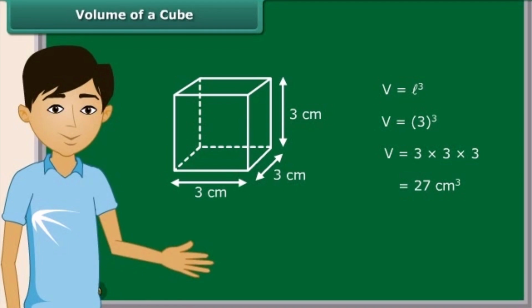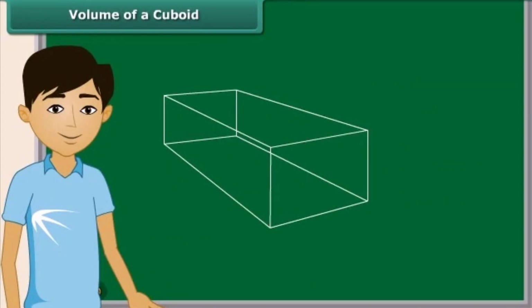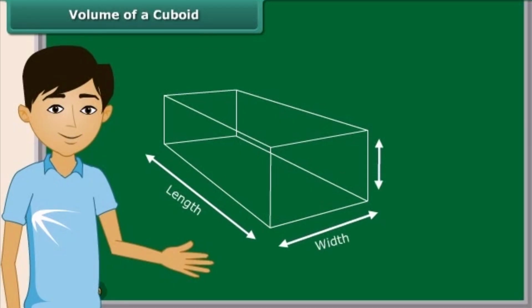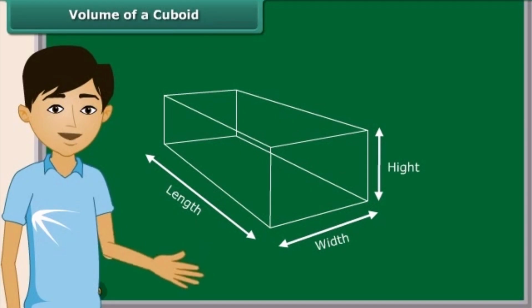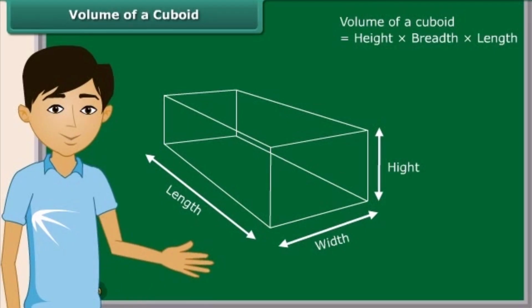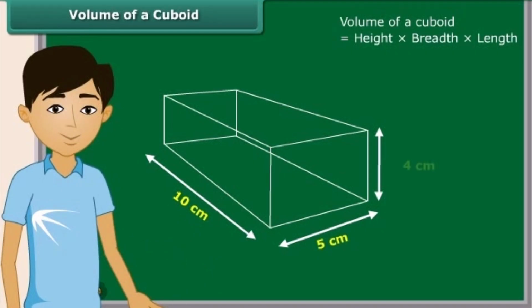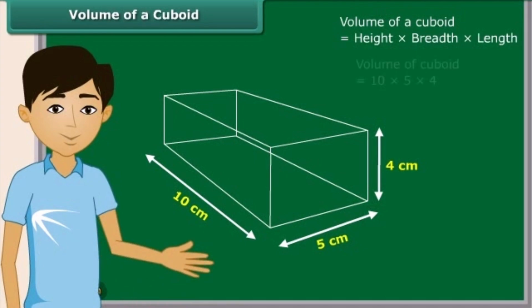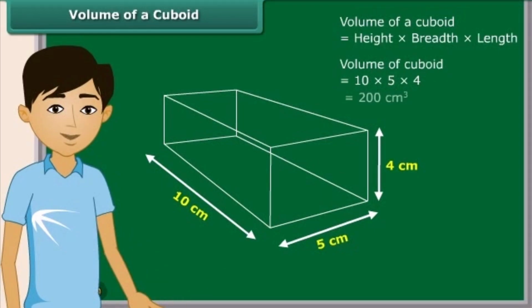Look at this cuboid. We know it's a three-dimensional shape having dimensions length, breadth, and height. It's very simple and easy to calculate the volume of a cuboid. Just multiply height, breadth, and length of the cuboid and you will get the volume. Let us work out the volume of this cuboid. The three dimensions are given to us. Calculating volume of this cuboid is fairly easy. Just multiply all the three numbers. So the volume of this cuboid is 200 cubic centimeters.